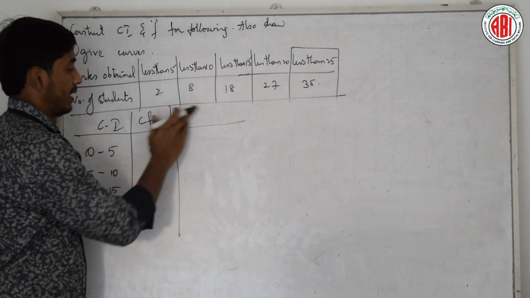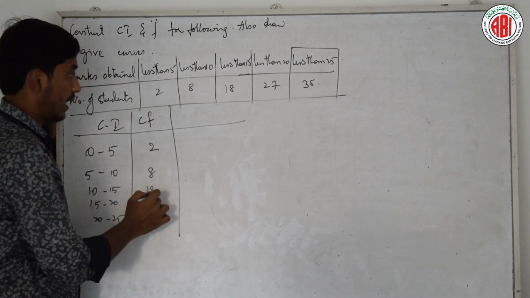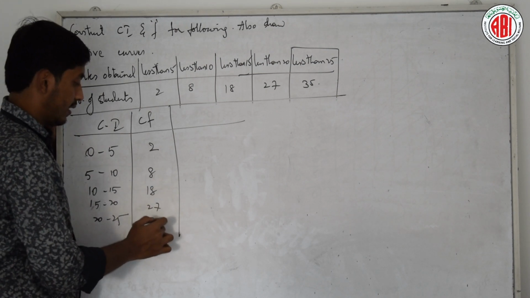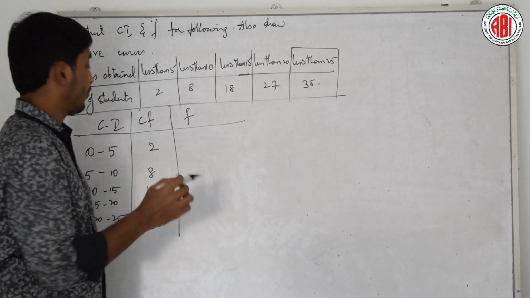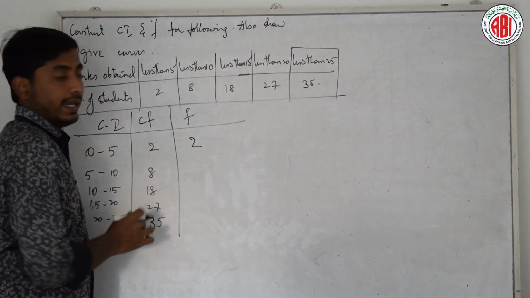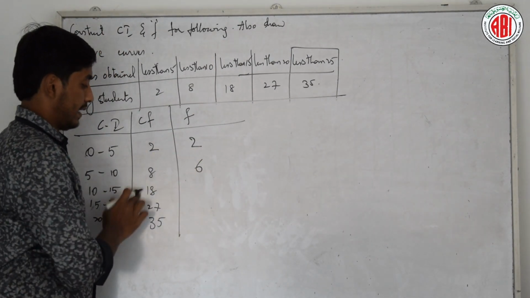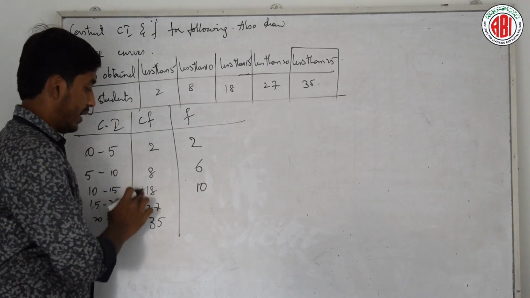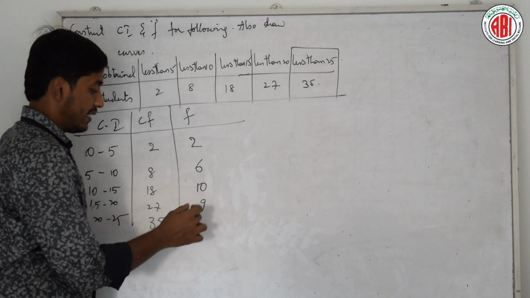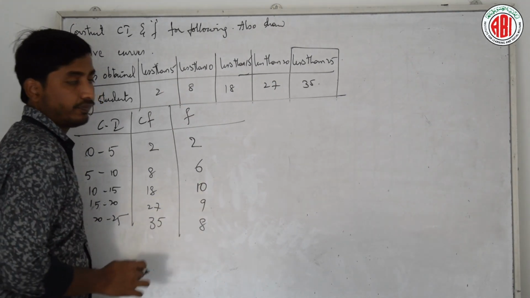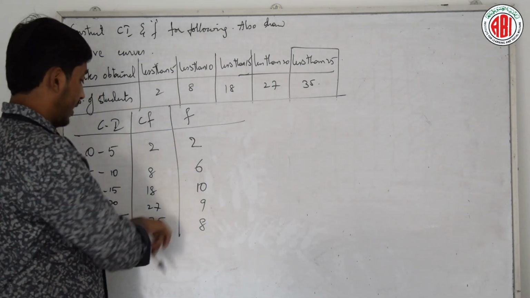the cumulative frequency. 2, 8, 18, 27, 35. If you wish, you can find F also. How? First will be 2. Next is 8 minus 2, 6. 18 minus 8, 10. 27 minus 18, 9. 35 minus 27 is nothing but 8. Clear? If you add all this, you will get this.